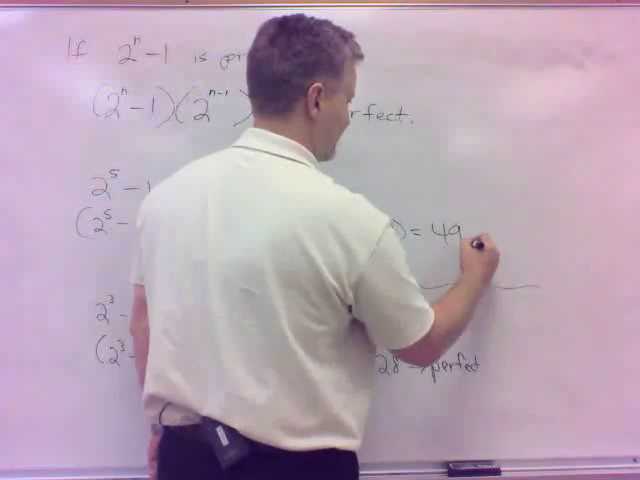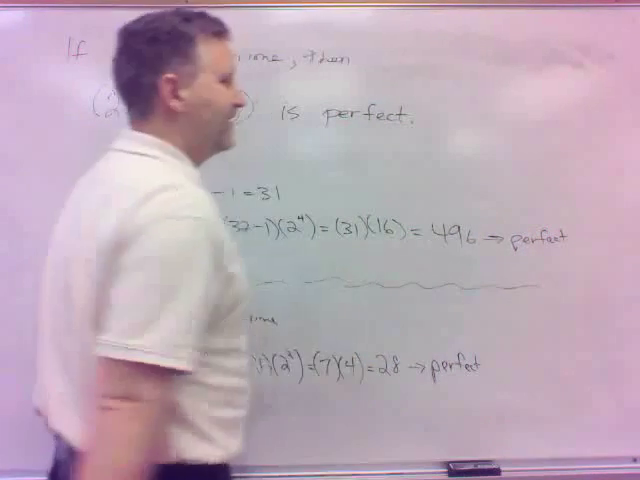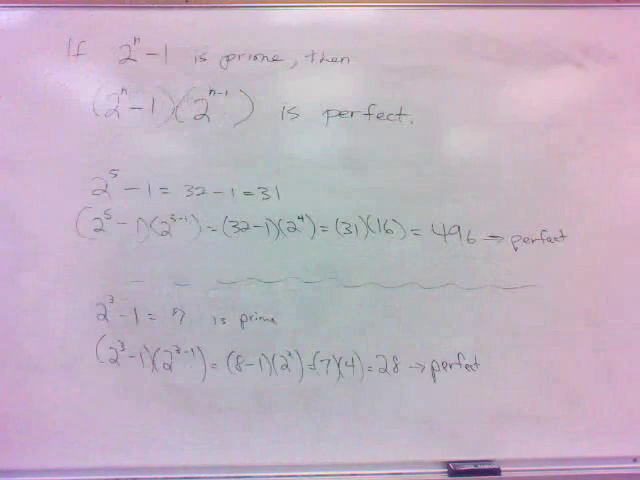496. There you go. The third perfect number. Okay, so anyway, there is a link there. A Mersenne prime gives you a perfect number as well. So if you find a Mersenne prime, you find a perfect number.